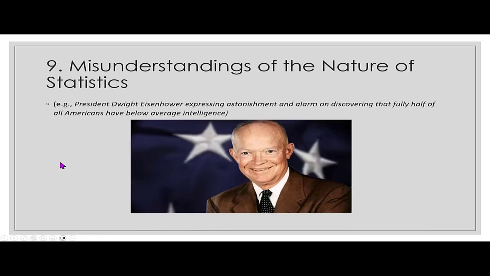You can also have misunderstandings about the nature of statistics. So, for example, President Dwight Eisenhower expressed astonishment and alarm on discovering that fully half of all Americans have below average intelligence, right? But average is right in the middle. So 50% are going to be lower and 50% are going to be higher. So this was just a misunderstanding of the nature of statistics.